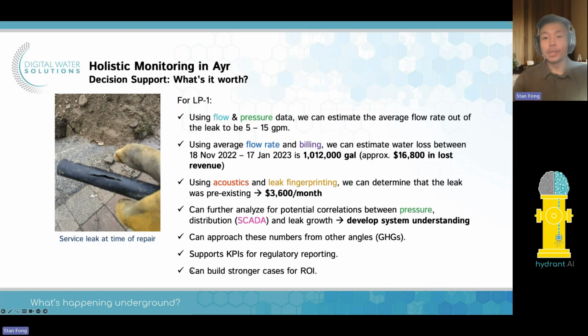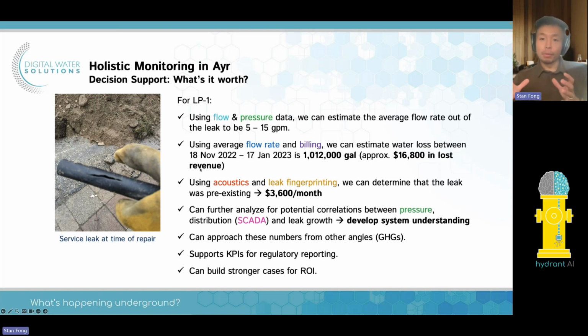And lastly, you can build a stronger case for ROI, right? So if you now want to purchase more technology of some sort, if you're able to tie it in with the other technologies, you're able to then see what is it actually saving me in the long term? Is it making my job easier? Is it actually helping us in terms of capital expenditure, in terms of replacements and asset management?